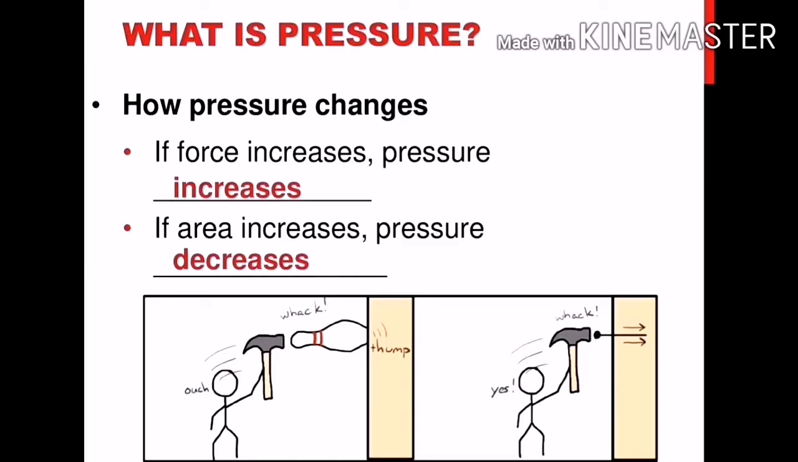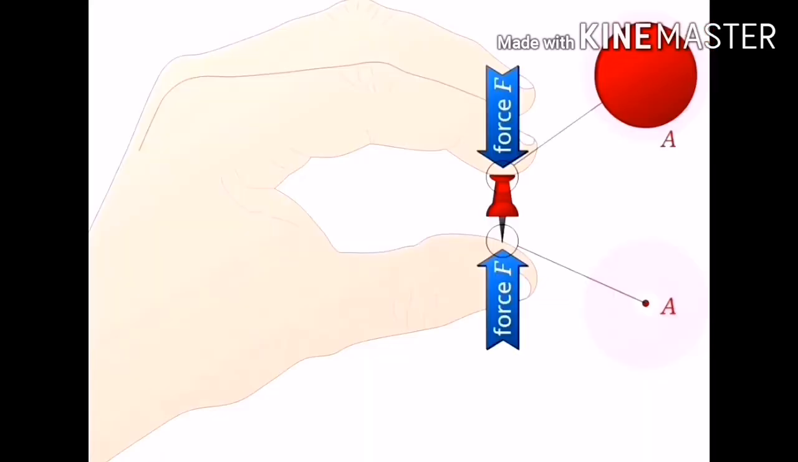Now students, look at picture number 1. In this picture, you will see that there is one object. When you hammer on that object, it is not inserted into the wood. Why has this happened? Because if the area increases, the pressure decreases. So students, I hope these two examples based on pressure are clear.